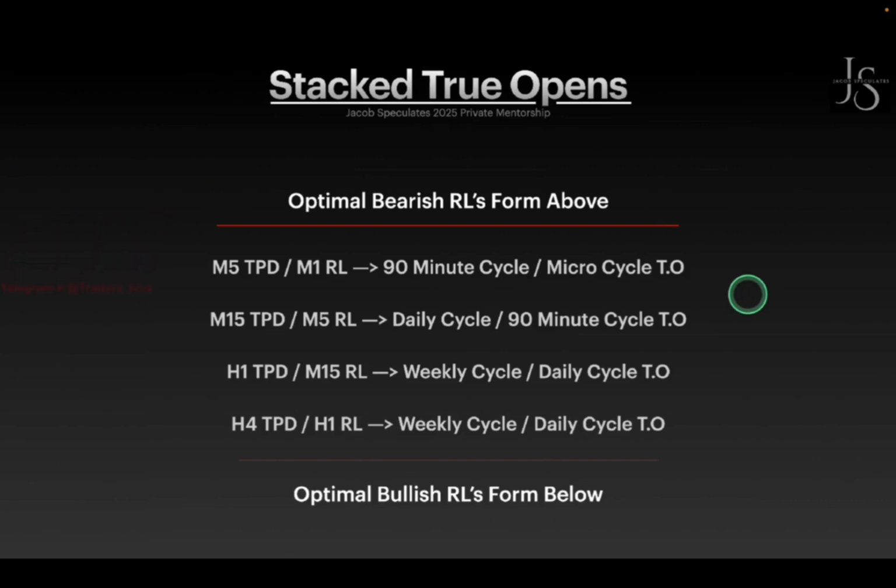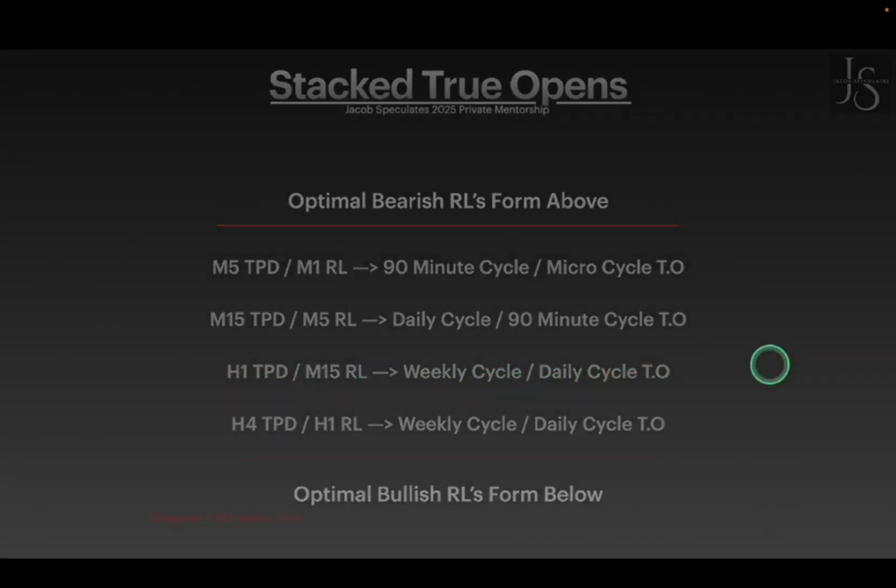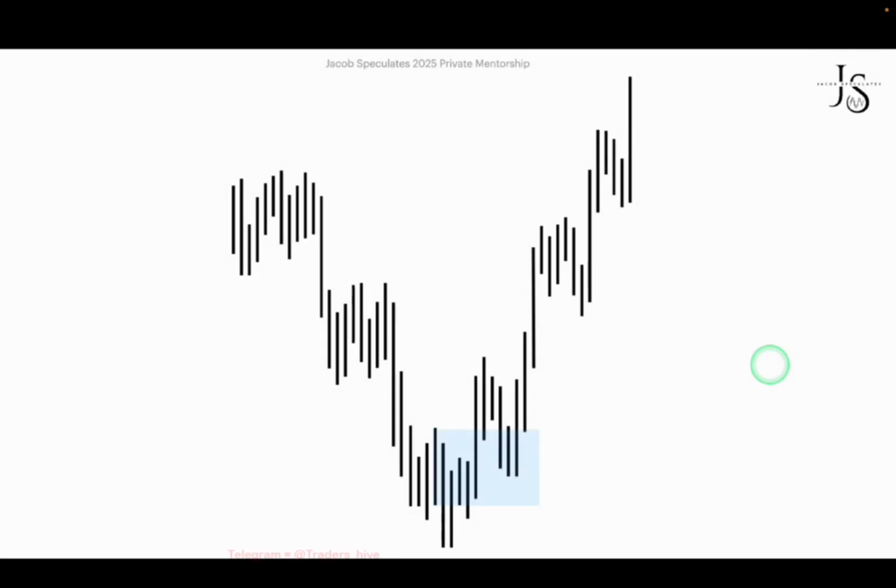Let's say, for example, you're bullish and an hourly TPD forms with a 15-minute reversion level, then it should form below the weekly cycle and daily cycle true open. So adding that into context with the image, it would look something like this. And yes, you guys can screenshot this if you choose, because anybody that hasn't been through the entire course or the entire process, this would look foreign to them.